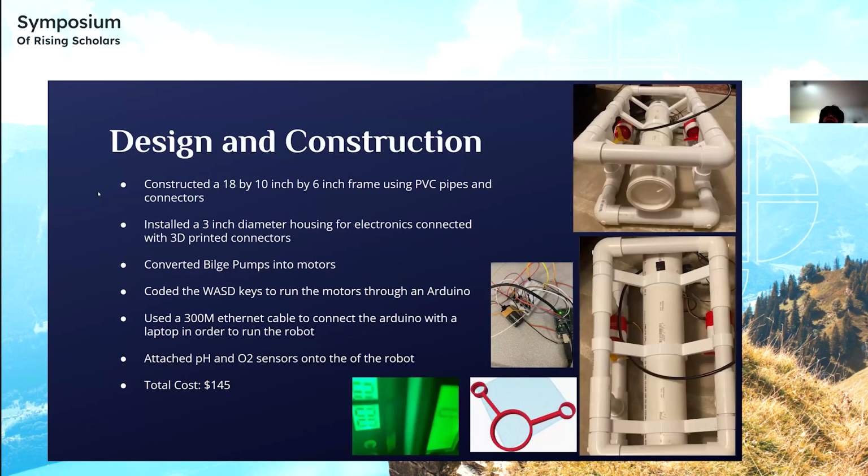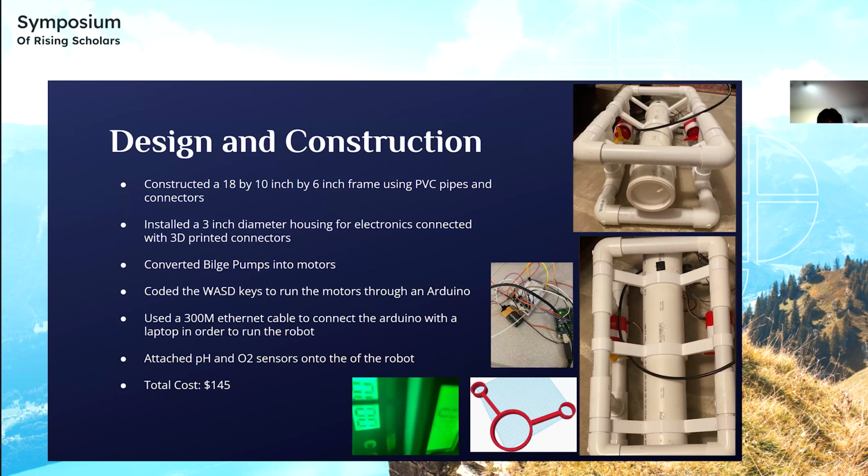All right, so design and construction of my robot. I constructed an 18 by 10 inch by 6 inch frame using PVC pipes and connectors, as you can see in these two pictures. And then I installed a 3-inch diameter housing in the middle, connected with 3D printed connectors. As you can see, these are the 3D printed files, and that is what they came out to be. And I converted bilge pumps into motors by cutting them open, as you can see, and replacing the insides with the motors.